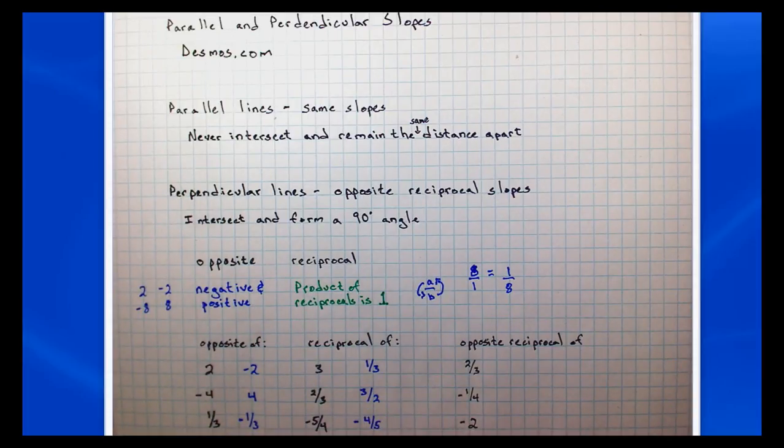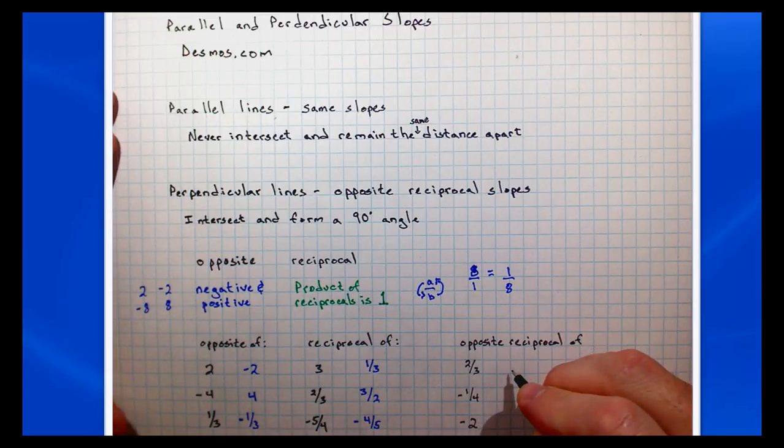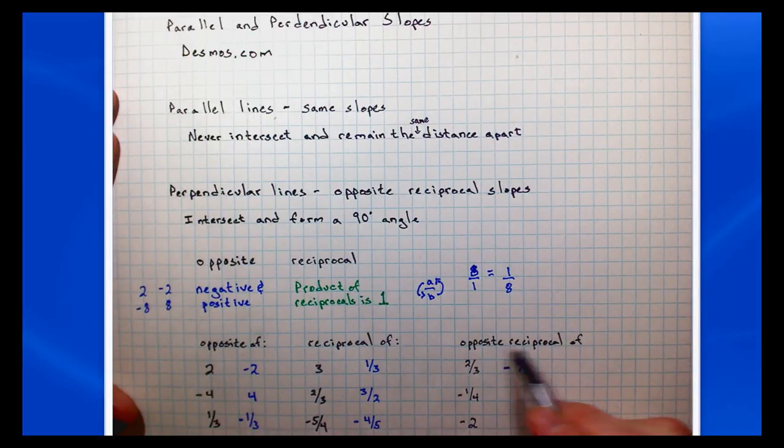Now the opposite reciprocal. Well, opposite makes it a negative. So now I got a negative, and then I take the reciprocal, 3/2. Opposite reciprocal. The opposite of a negative is a positive, so now I have a positive answer. Reciprocal of 1/4 is 4 over 1, or 4. Opposite reciprocal of a negative 2. What is the opposite of a negative 2? It's a positive, so plus sign. Reciprocal of 2 is 1/2.